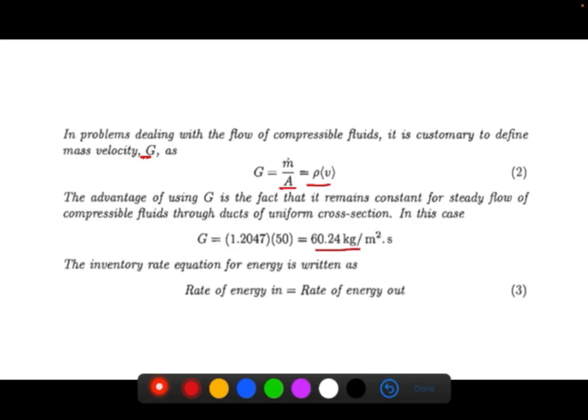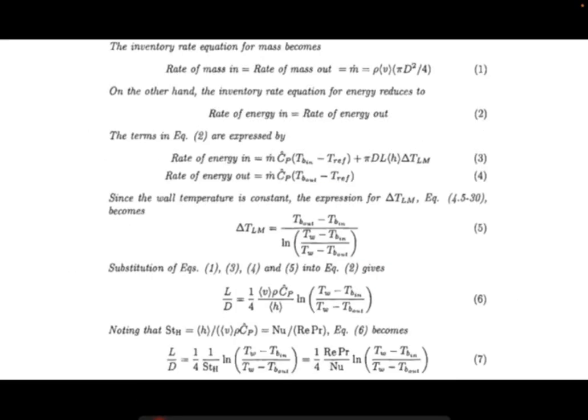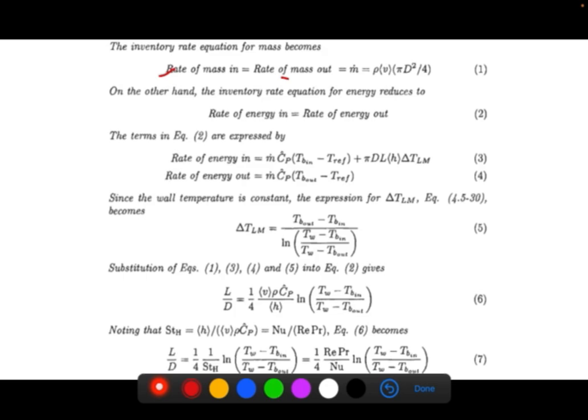Now let us do the energy balance. Rate of energy in should be rate of energy out. Rate of energy in would be mass flow rate into Cp into delta T, that is Tb in minus T ref, plus pi D L h delta T_LM. Pi D L is the cross section, h is the heat transfer coefficient, and delta T_LM is the logarithmic mean difference of the temperature. Similarly, the rate of energy out would be simply mass flow rate into Cp into delta T. Here delta T_LM is the logarithmic mean difference of the temperature.